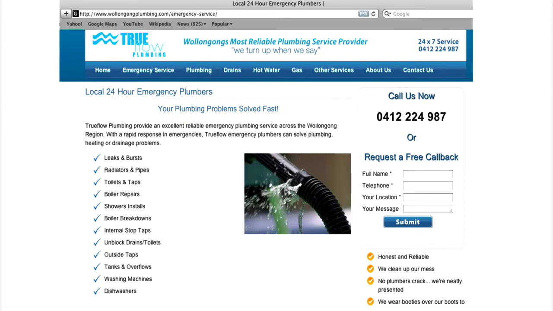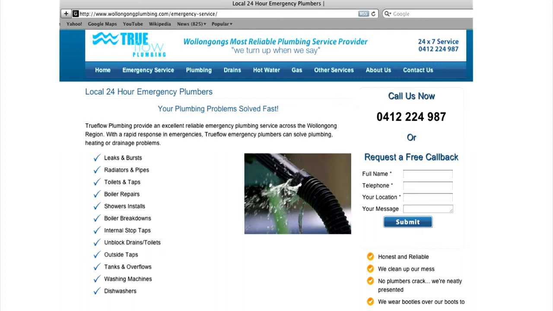So we'd send them to a page like this. In this case, wollongongplumbing.com/emergency-service. So what's going on here? We've got imagery of the sort of problem that they would have, and we've got a headline, sub-headline, the sort of problems that we can solve for them, and then the call to action over here, which is that direct response bit. So there's no question about what they want us to do. Call now or request a free callback.